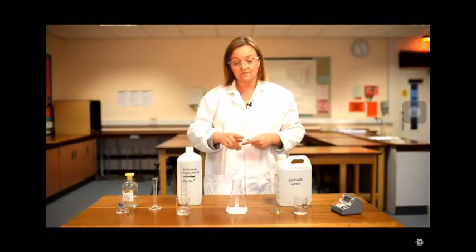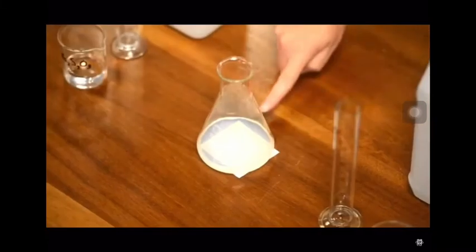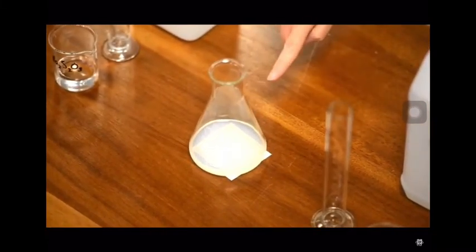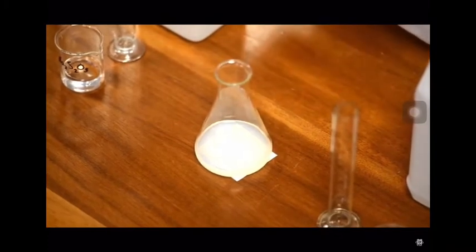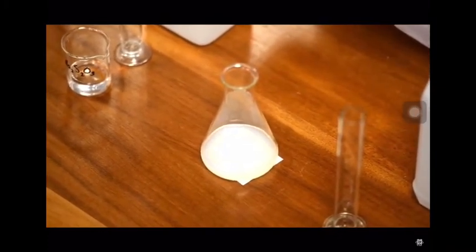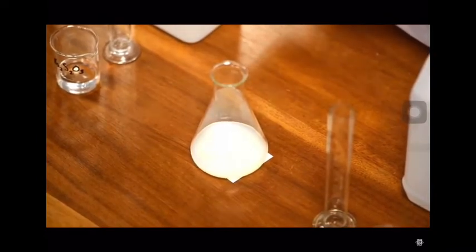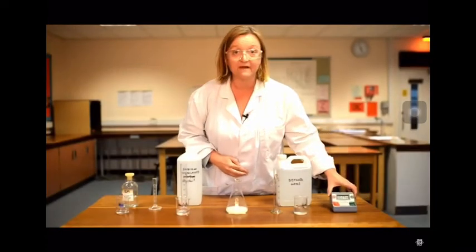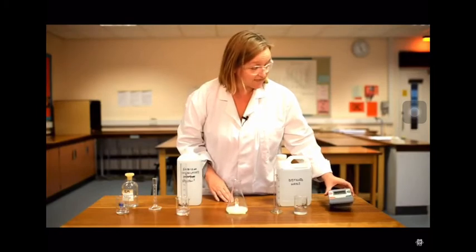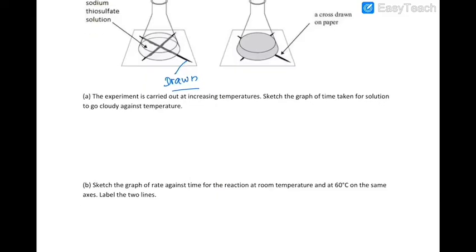Now, after a few seconds, you start to see the precipitate forming and the solution turning a cloudy yellow colour. But I'm going to watch from above until the cross has totally disappeared. Now, stop the timer. And so I've got a time for my first concentration of 27.44 seconds.